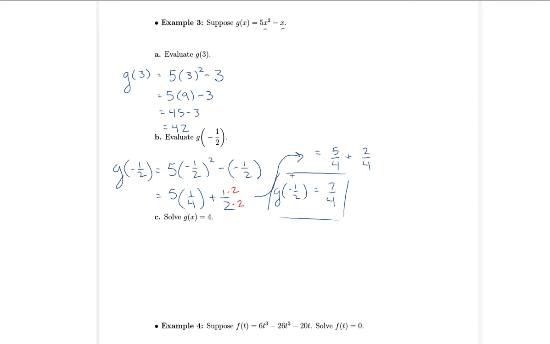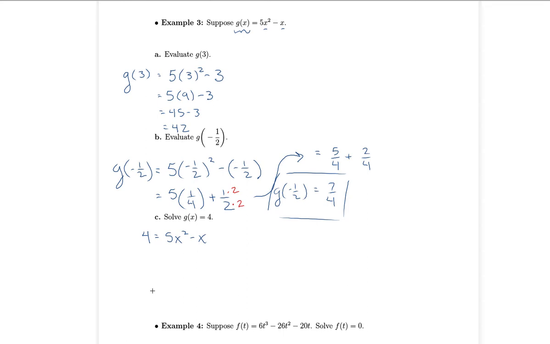Now in part C, we're going to solve g of x equals 4. So what that means is up here in this formula, I'm going to replace this g of x symbol with 4 because I know that it's 4, and I'm asking what are the x values that give me a y value of 4. So we'll say 4 equals 5x squared minus x.